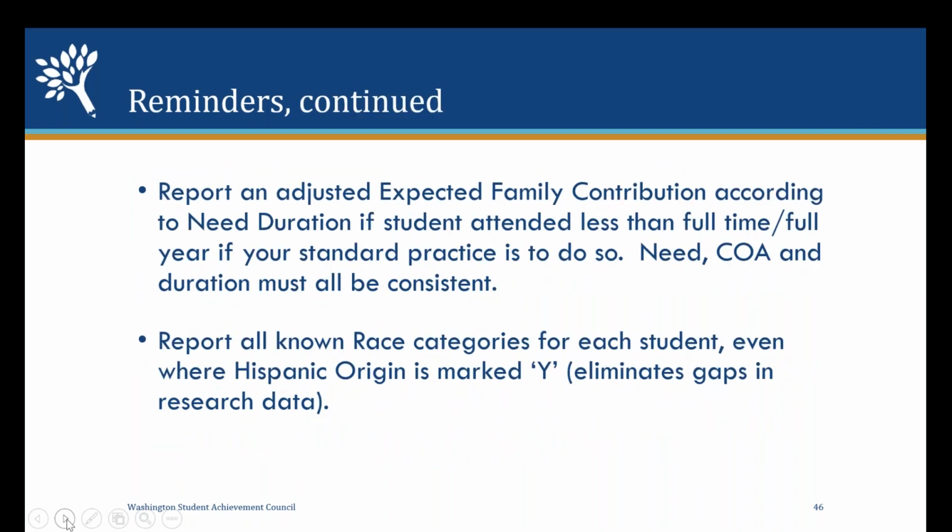We want you to report adjusted expected family contribution according to the need duration if a student attended less than full-time, full year, if your standard practice is to do so. Need, COA, and duration must all be consistent. Report all known race categories for each student, even where Hispanic origin is marked Y. It eliminates gaps in our research data.